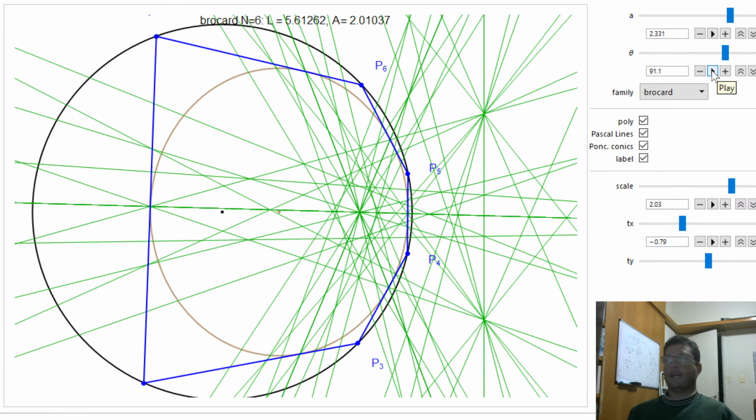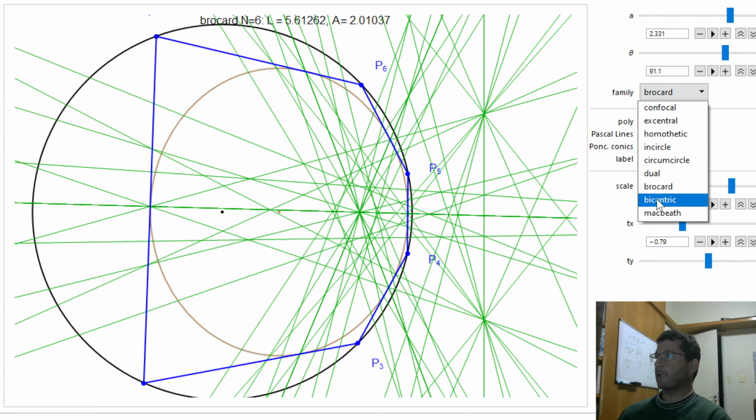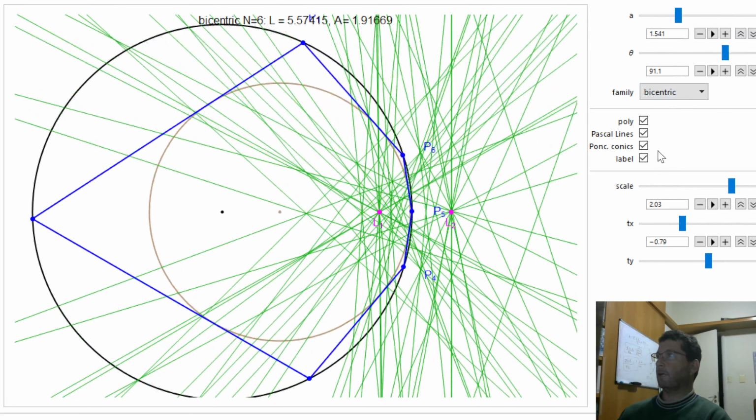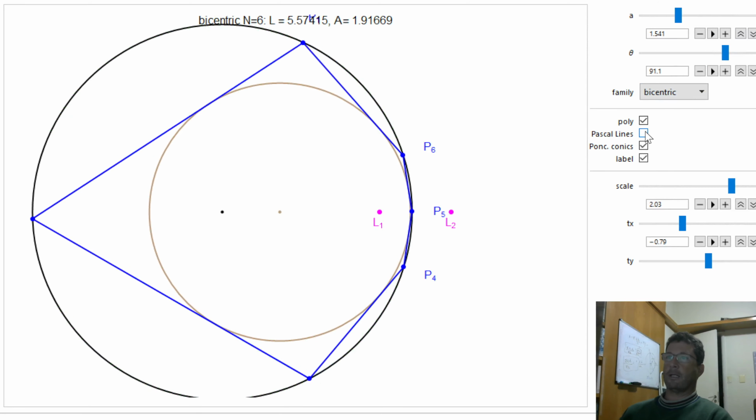It's the Brocard family. And I want to look at another very interesting family, even more primitive than this one, the so-called bicentric family. So let's look at the bicentric family. And what is a bicentric family? Before we even look at Brocard, let's take these Pascal lines out of here. This is a family interscribed between two non-concentric circles.